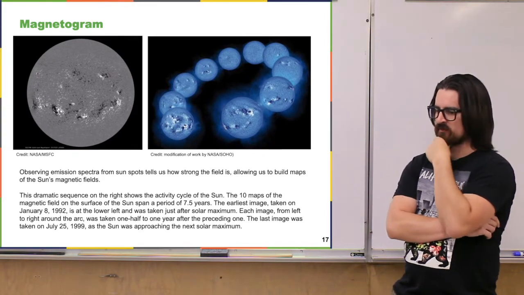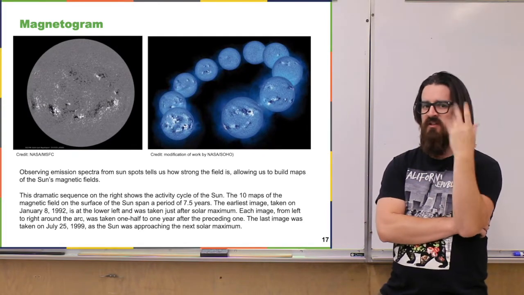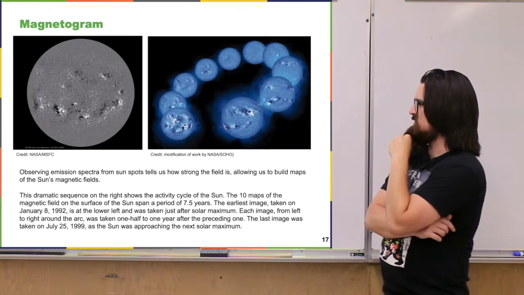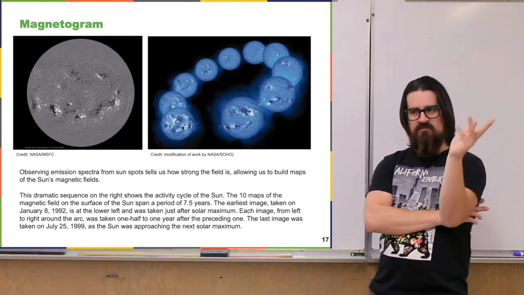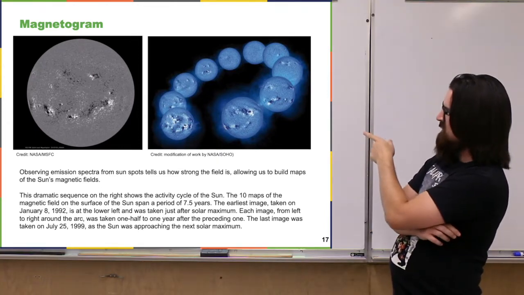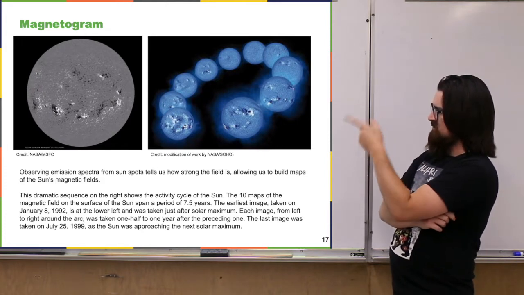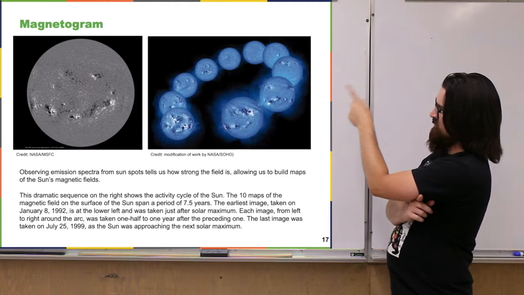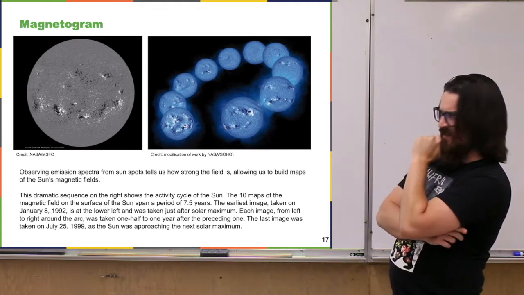There are periods where there's a lot of sunspots, a lot of activity on the surface of the sun, so strong magnetic fields happening all over the place. And there are periods where it's weaker, with much less sunspots. This image on the right here shows the sun, particularly the magnetic field on its surface, over a period of about 7.5 years.